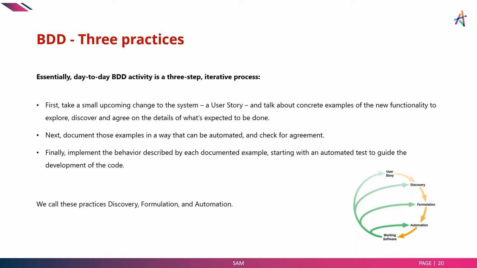All right, the next step is formulation. When you say formulation, we have to document what we have identified, what we are supposed to build. This is what is called formulation. The final one is automation. Finally we have to implement and automate the test. So those are the three practices of behavior driven development.